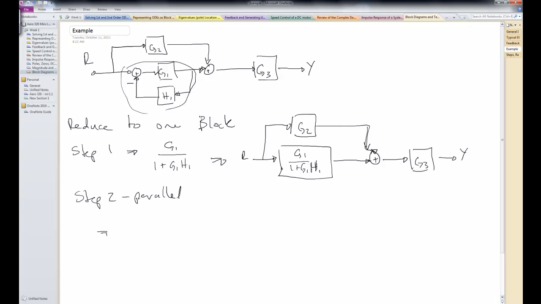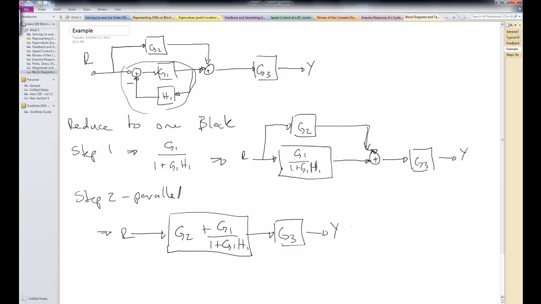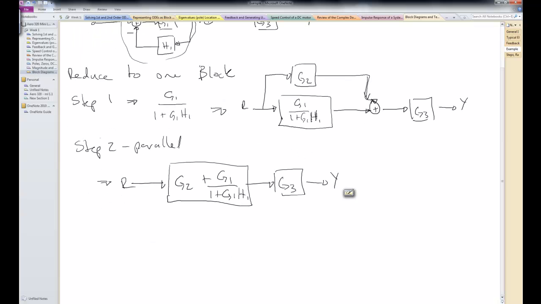and I end up with R going into the sum of those two blocks, and then that all gets multiplied by G3, and so then I finally apply step 3. Step 3 is to apply the series rule and just multiply everything out.